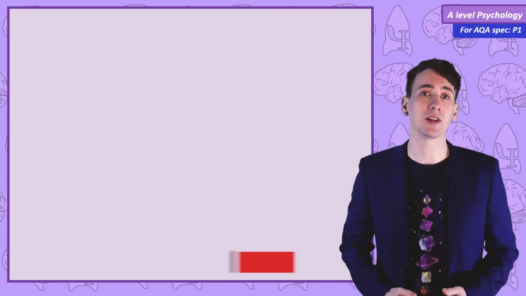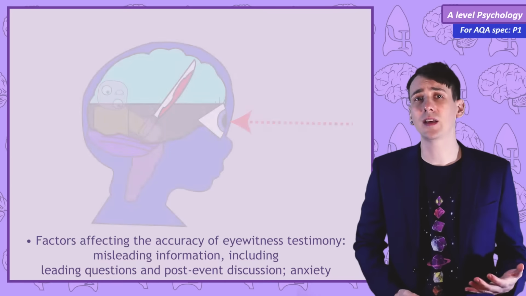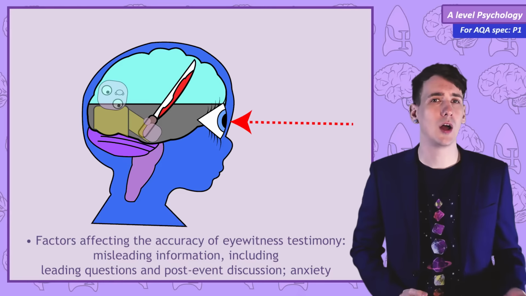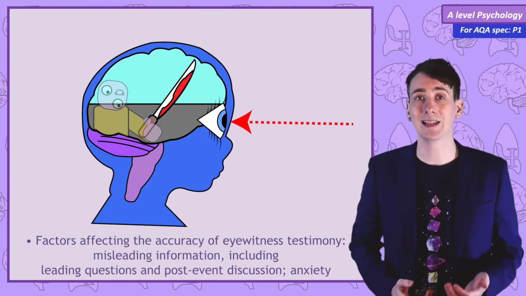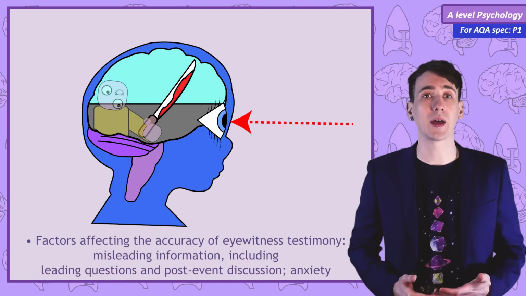Eyewitnesses are trusted to give evidence in court that could result in convictions. But how accurate is eyewitness testimony, and what are the factors that make eyewitness testimony more or less accurate? In this video, we're going to cover the effects of misleading information, post-event discussion, and anxiety to examine how accurate eyewitness testimony really is.